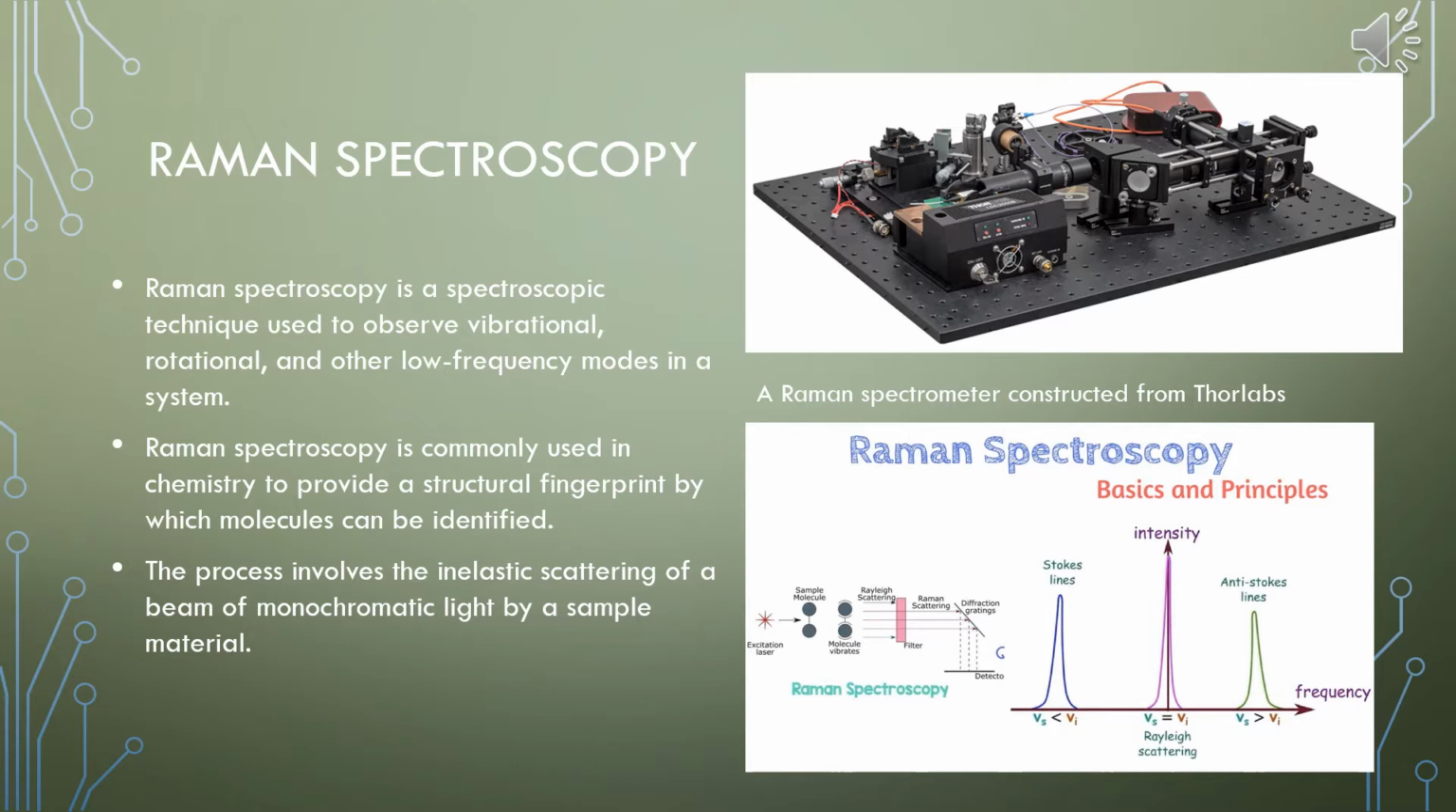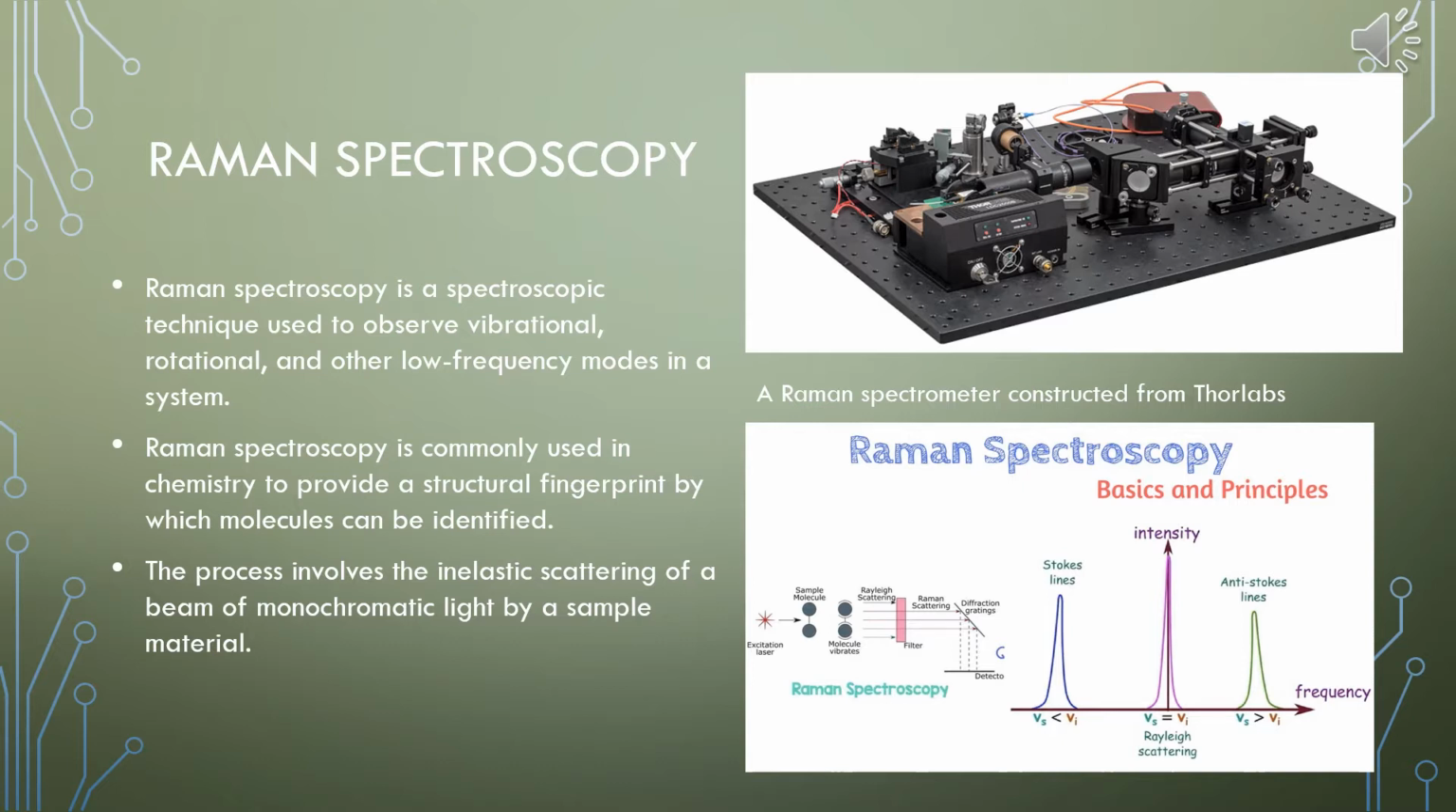It relies on inelastic scattering or Raman scattering of monochromatic light, usually from a laser in the visible, near-infrared, or near-ultraviolet range. Usually when light is scattered from a molecule, light is scattered elastically and so both energy and frequency are conserved. But about 1 in 10 million photons are scattered inelastically, where the frequency of scattered light is either higher or lower in energy than the incident photon frequency.